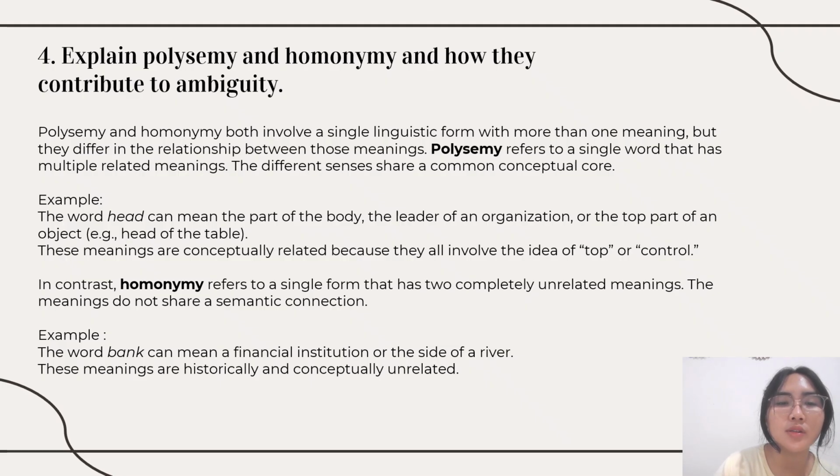An example: the word head can mean the part of the body, the leader of an organization, or the top part of an object. These meanings are conceptually related because they all involve the idea of top or control. In contrast, homonymy refers to a single form that has two completely unrelated meanings. The meanings do not share a semantic connection. An example is the word bank, which can mean a financial institution or the side of a river. These meanings are historically and conceptually unrelated.